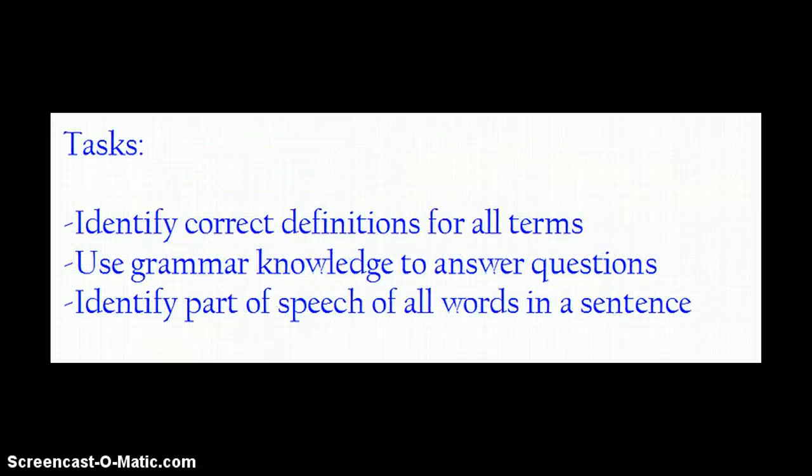So basically on your next grammar quiz, you're going to have 3 tasks. I'm going to give you all those definitions, all those words, and ask you to define them. You're also going to answer some just general knowledge questions based on all of those things. And then I'm going to give you some sentences, and you're going to have to identify what part of speech every word is in the sentence. So we're going to do some practice for that right now.